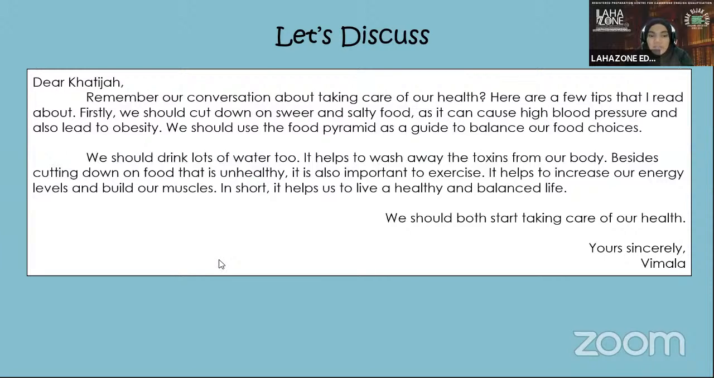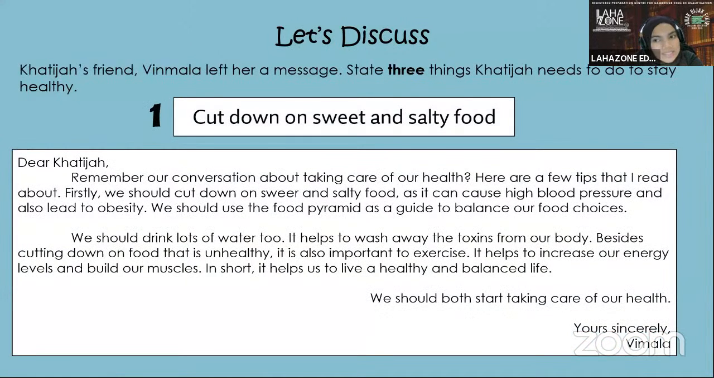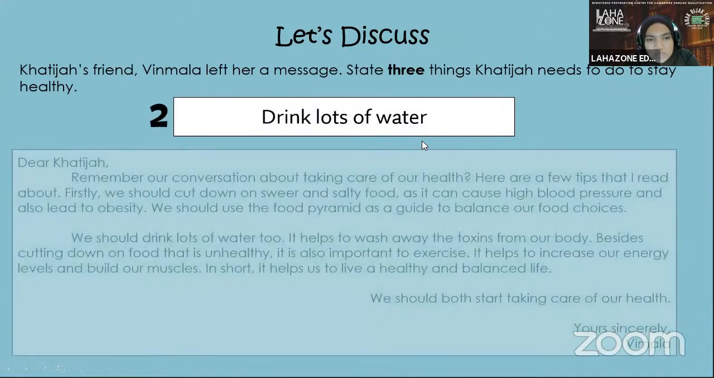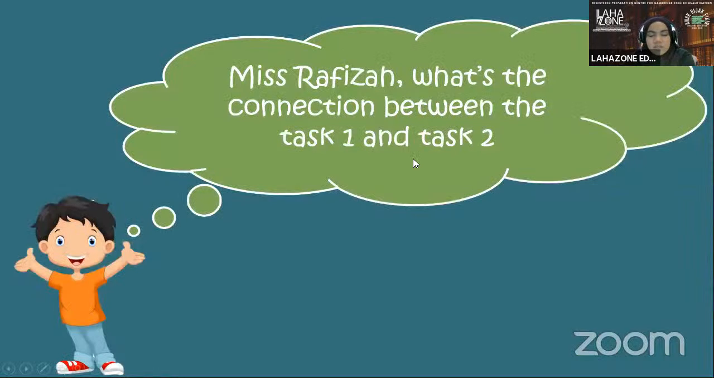Okay, the one that I give you in the chat Zoom before, in your WhatsApp group before. Okay, we have discussed for this three things that Khatijah needs to do to stay healthy, which is cut down on sweet and salty food. Number 2, drink lots of water, and number 3 is exercise. Okay, we have discussed this one.